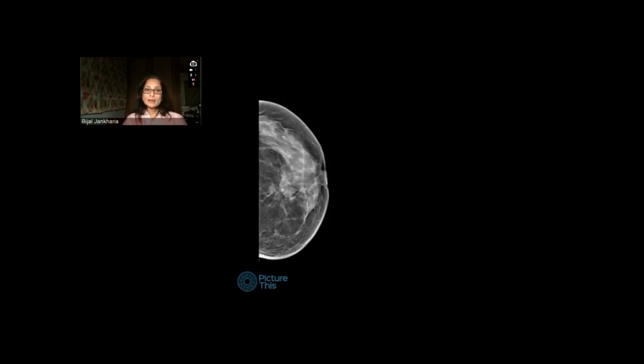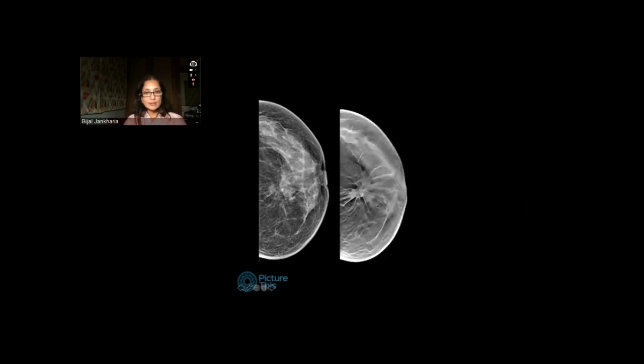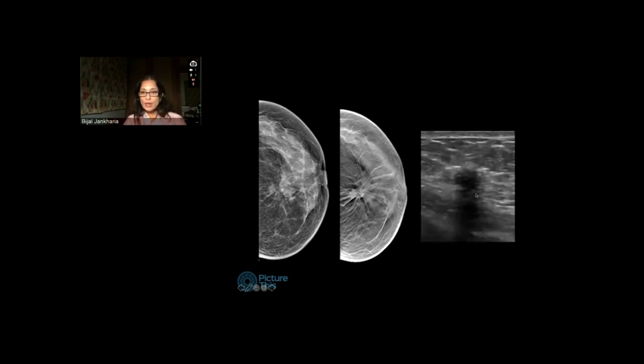This lady had just come for routine screening, but we did tomosynthesis on her and she had this spiculated lesion in the breast. So we did an ultrasound: pretty small lesion, posterior shadowing, looks irregular, looks hypoechoic. We biopsied this and this turned out to be just a radial scar in the breast. This would go as BI-RADS category 4C.